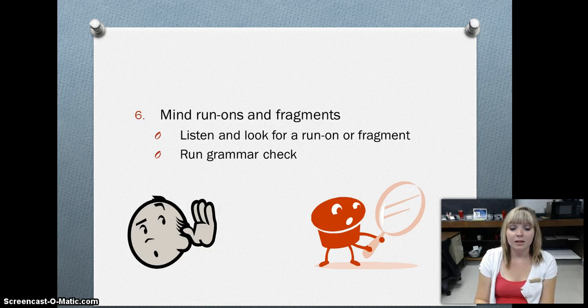Your grammar check on your word processor will pick up many of these errors. Even though it may not tell you exactly how to fix it, it does help identify them. So you can solve some of those problems just by running the grammar checker on your word processor.